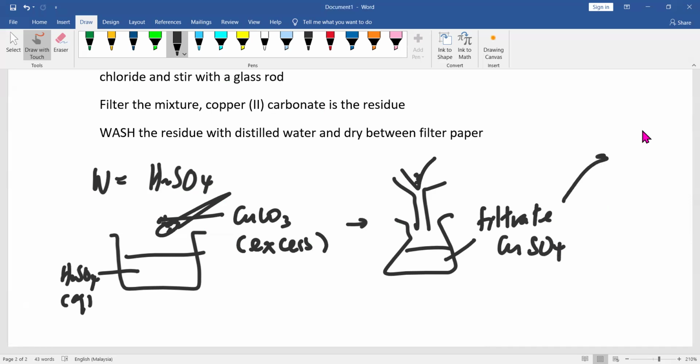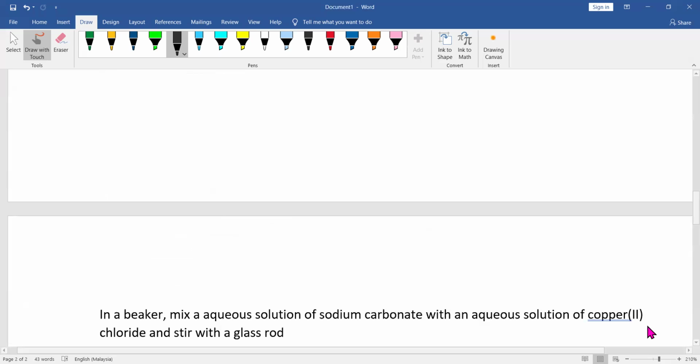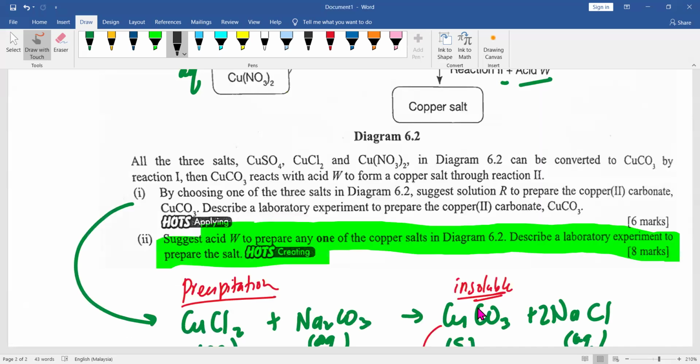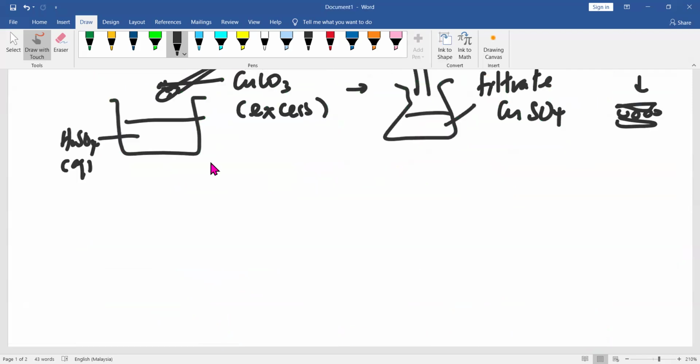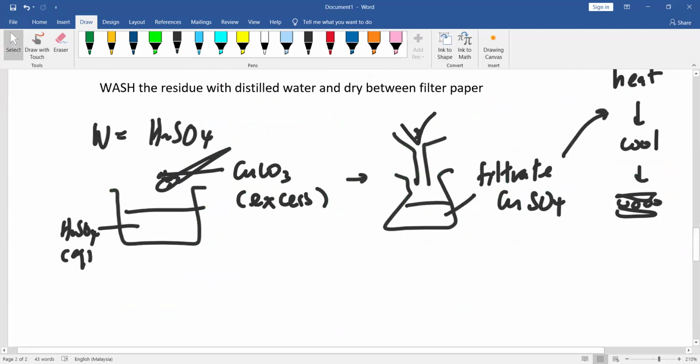And then what do you do? Heat until saturated. Cool to get crystals. Dry crystals between filter paper. You write all of that, you get it. Do they ask you to write an equation? No. So nice. Usually they will ask you to write an equation. I don't know why this one they didn't ask. Okay, but actually not that long.